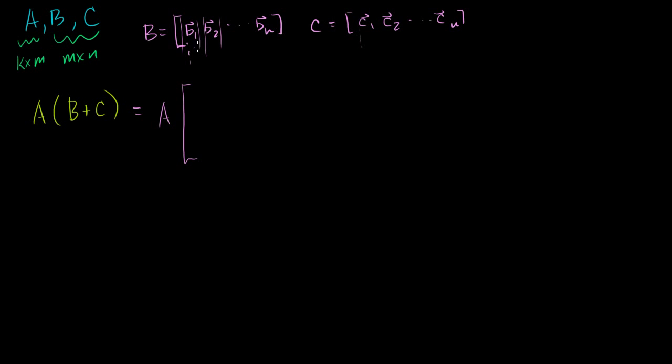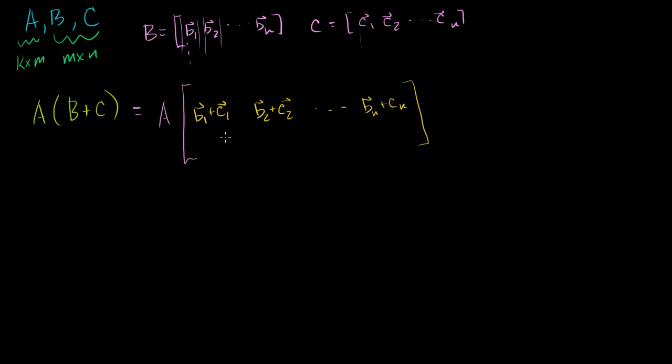When you add B plus C, the definition of matrix addition is you just add the corresponding columns, which essentially boils down to adding the corresponding entries. So the first column is going to be B1 plus C1. The second column is going to be B2 plus C2. And you're going to go all the way to the nth column, which is going to be Bn plus Cn.